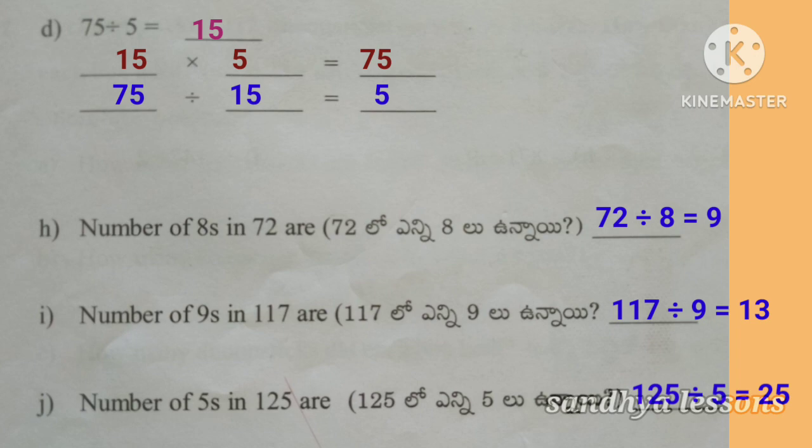I. Number of 9s in 117 are, 117 divided by 9 is equals to 13. So there are 13 9s in 117. J. Number of 5s in 125 are, to get the answer we have to divide 125 with 5. So 125 divided by 5 is equals to 25. So there are 25 5s in 125.